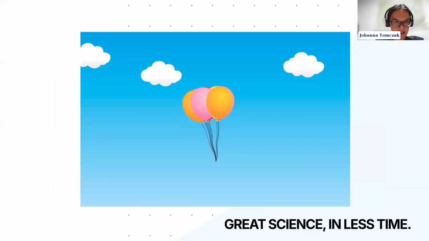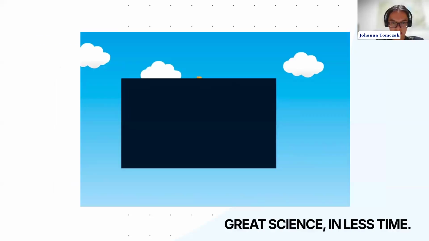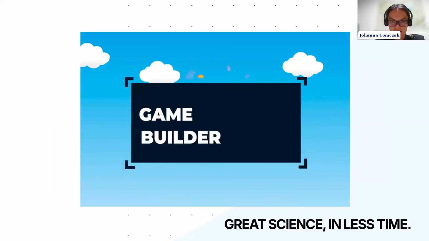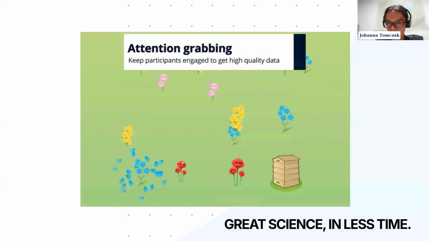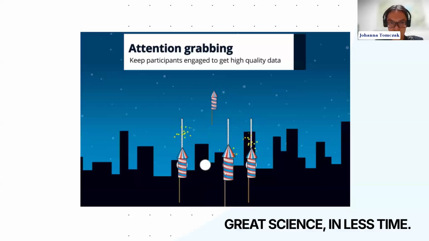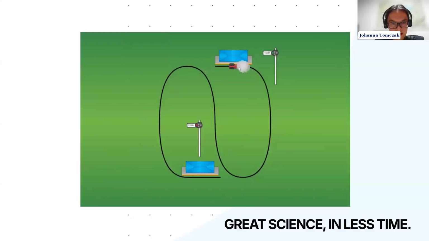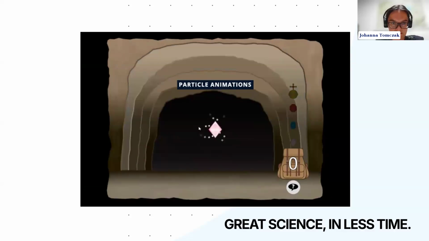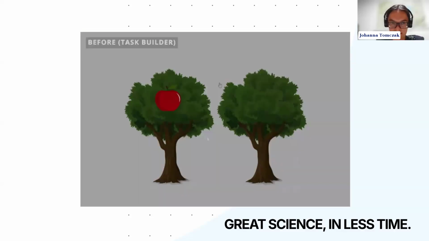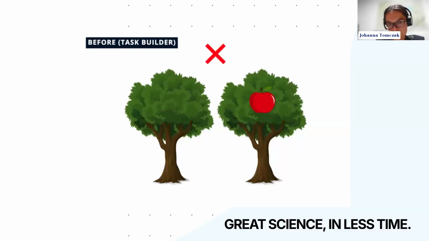Okay, so here's a quick video about how Game Builder works. You can see we've got those balloons here, and this is actually the effect I was talking about, where you can just create a looped effect. Here you can see a little train and the mouse has to drive the little train. And here we've created a game where participants have to input several different images to be able to unlock the diamonds. Before, this looked like this.